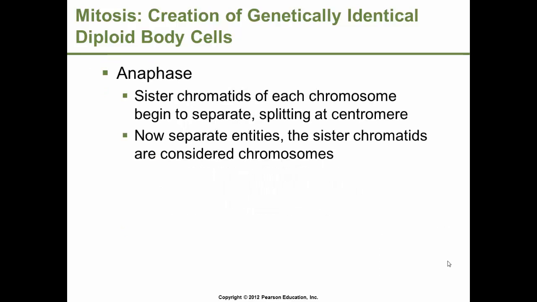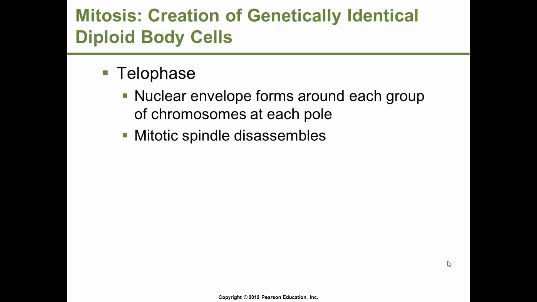During anaphase of mitosis, the sister chromatids of each chromosome begin to separate, splitting at the centromere holding them together. Now separate entities, the sister chromatids are considered chromosomes. During telophase, the nuclear envelope is going to form around each set of chromosomes at each pole. The mitotic spindle will disassemble.